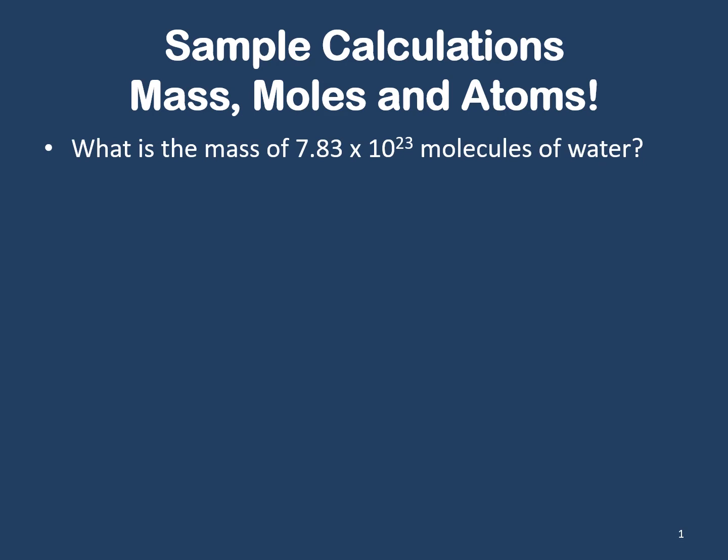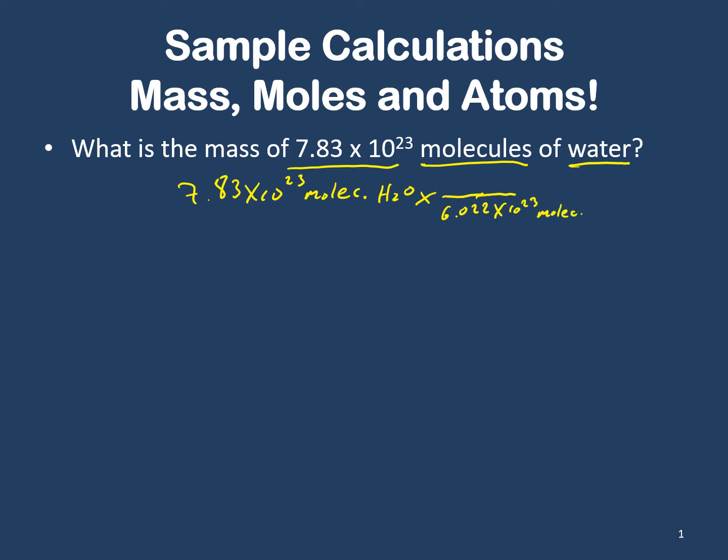So maybe we have another problem, like what is the mass of 7.83 times 10 to the 23 molecules of water? In this problem, we have 7.83 times 10 to the 23 molecules of H2O, and we want grams. So the first thing we need to do is go from molecules to moles using Avogadro's number. 6.022 times 10 to the 23 molecules of H2O are in 1 mole of H2O molecules.